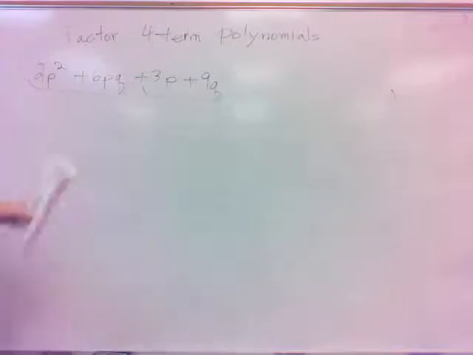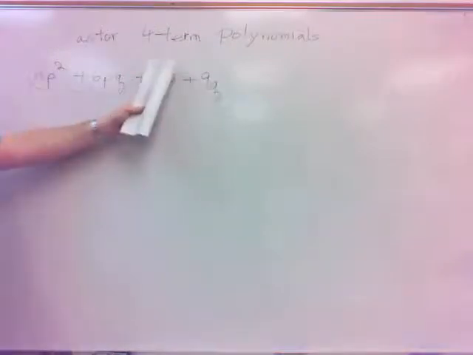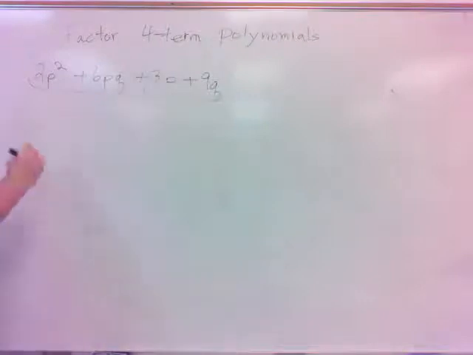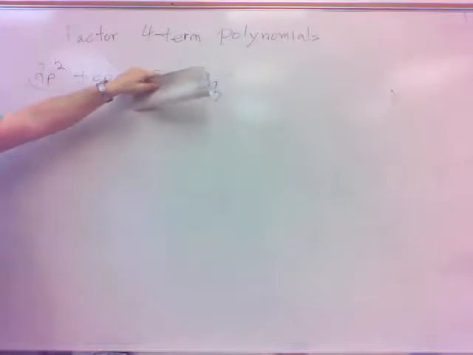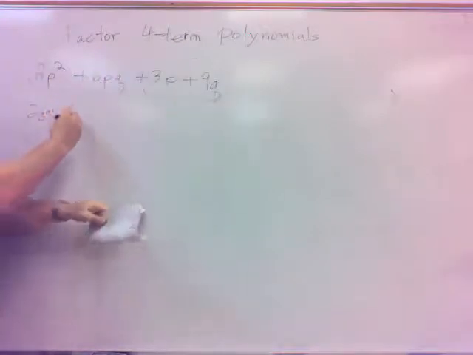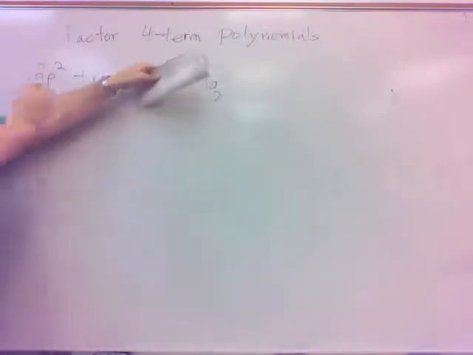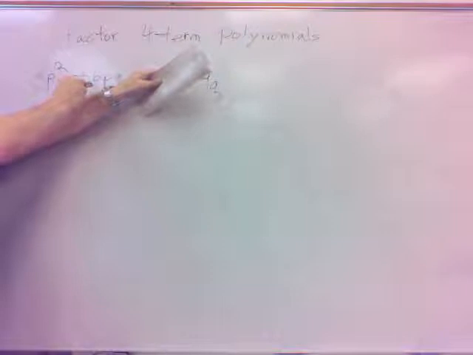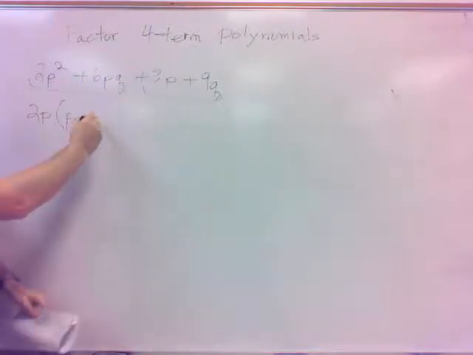Off the first 2, what do you see? What have I got in common amongst the first 2? 2 and p, okay. 2p, common with the first 2. So if I take 2p off of those 2, well, that leaves me p. 2p off the 6pq, 3q, plus 3q.